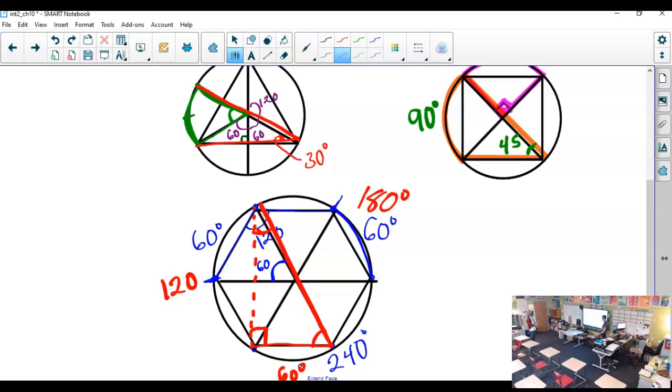So an inscribed 30, 60, 90 triangle also works really nice. Because to make it a right triangle, that hypotenuse has to be your diameter, because it's the longest side.